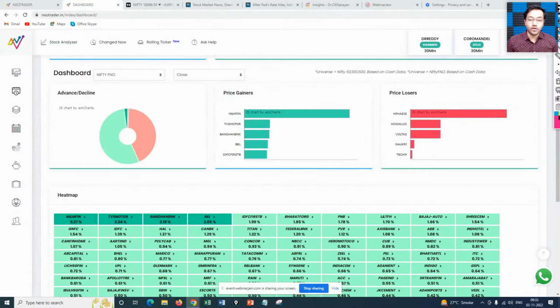And today what we are going to do is we are going to be using a very special indicator called pivots, and especially CPR, which is central pivot range. We are going to use CPR to analyze, and we are going to use CPR to see how we can trade with the market today. All right.